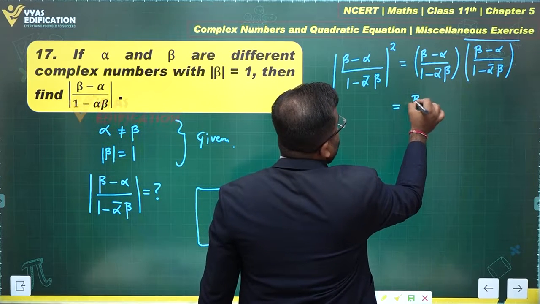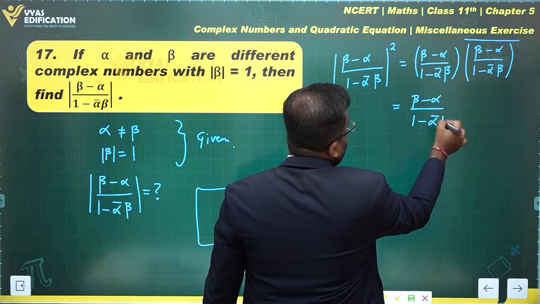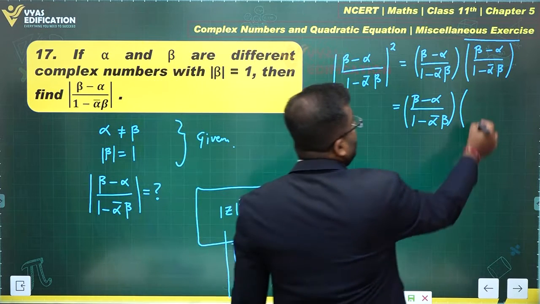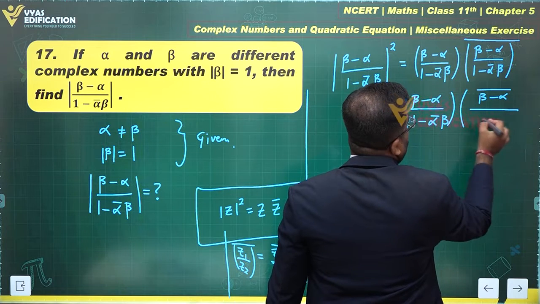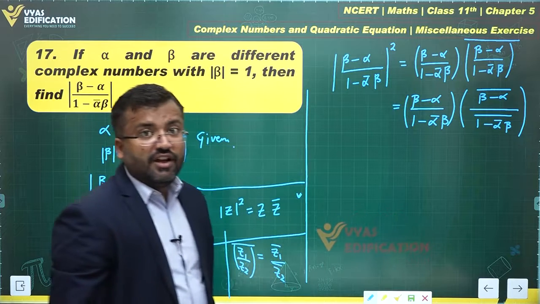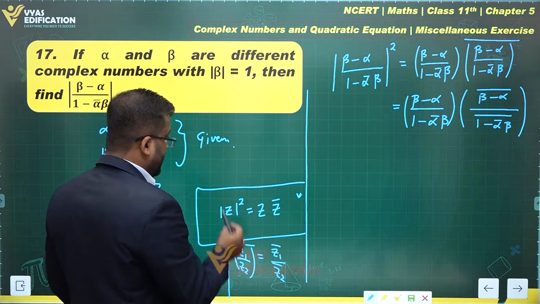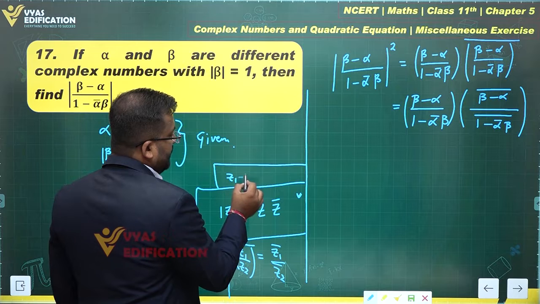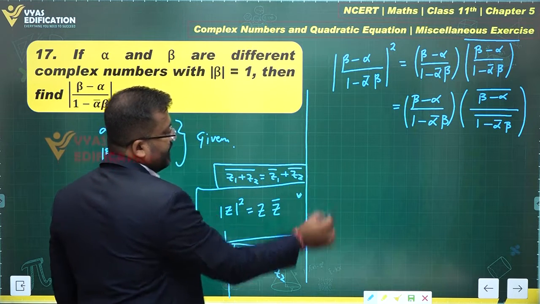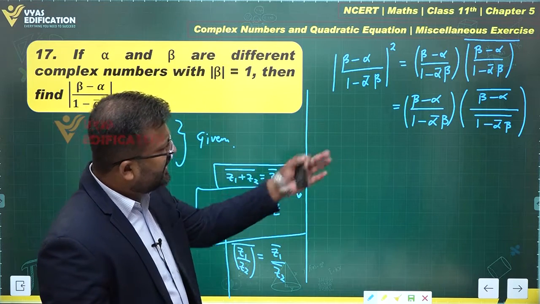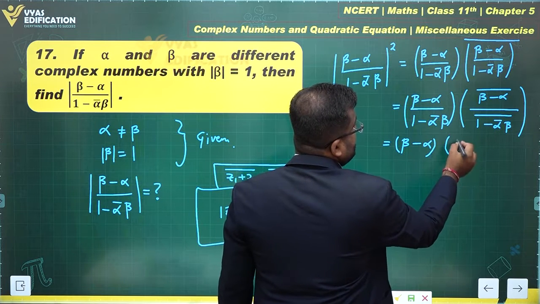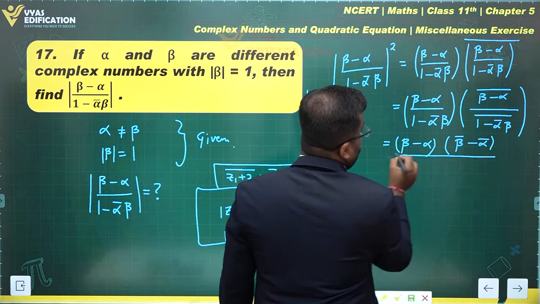So what you have over here is beta minus alpha is okay. 1 minus alpha bar beta is also okay. And what you get over here is (beta minus alpha) complete bar over (1 minus alpha bar beta) complete bar. This is what I get. Another property of conjugate. What's that? Z1 plus Z2 complete bar is actually equal to Z1 bar plus Z2 bar. Yes, this is what we know, right? So let's use that next. This is beta minus alpha, which is okay. This is beta bar minus alpha bar in the numerator.